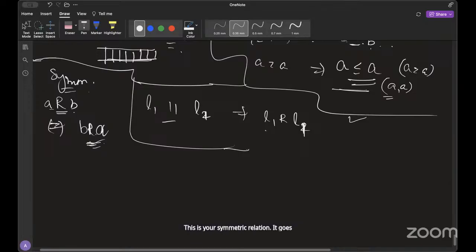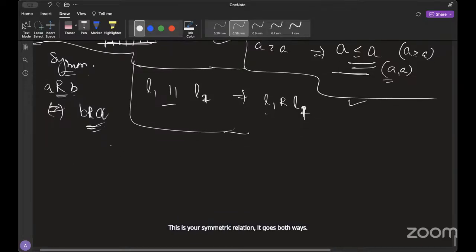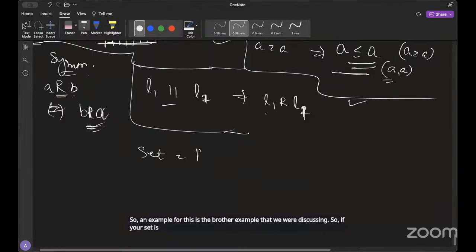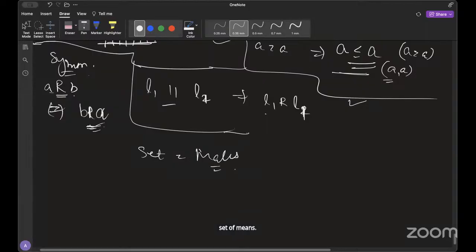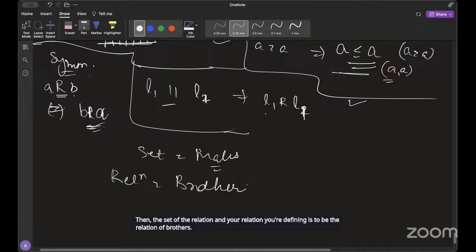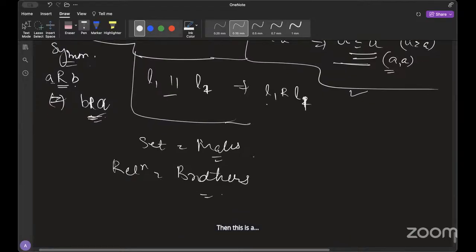It goes both ways. An example for this is the brother example that we were discussing. If your set is the set of all males, and the relation you're defining is the relation of brothers, then this is a symmetric relation, right? Because if A is brother of B, then B is also brother of A, right?